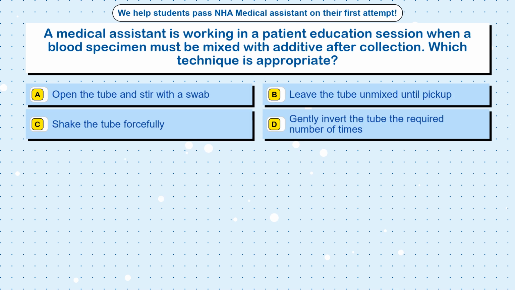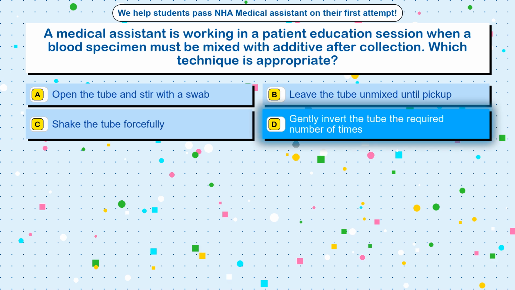Question 42. A medical assistant is working in a patient education session when a blood specimen must be mixed with additive after collection. Which technique is appropriate? Option A. Open the tube and stir with a swab. Option B. Leave the tube unmixed until pickup. Option C. Shake the tube forcefully. Option D. Gently invert the tube the required number of times.